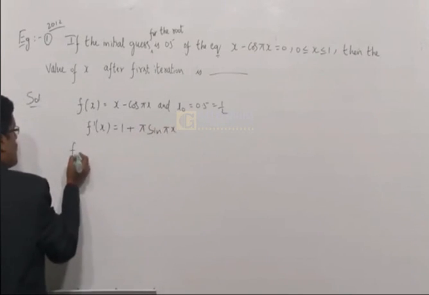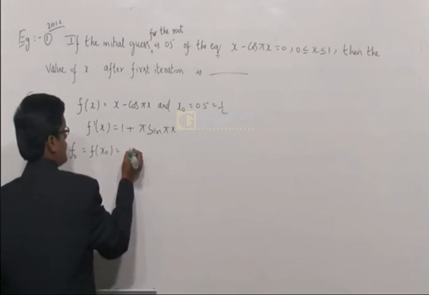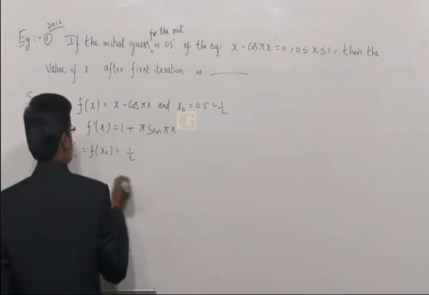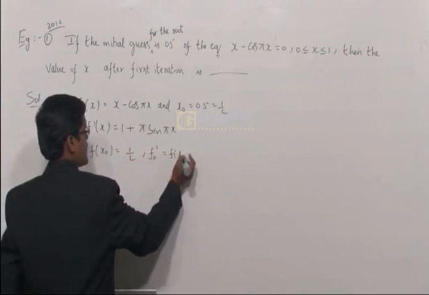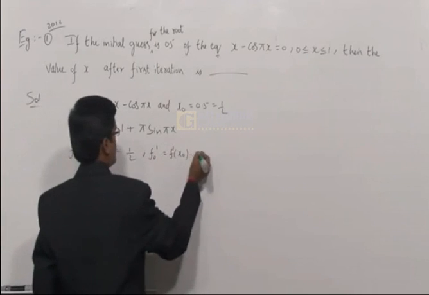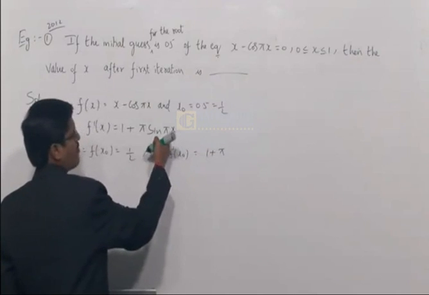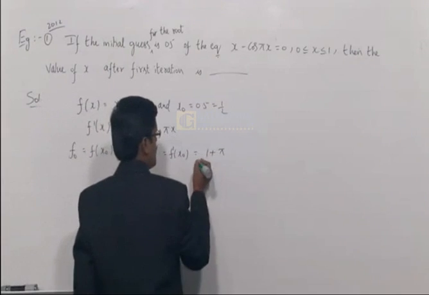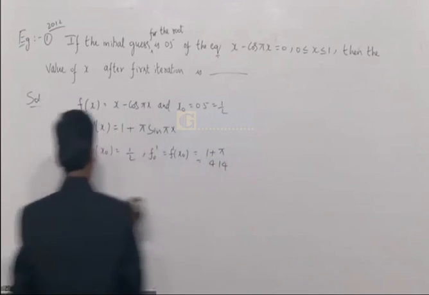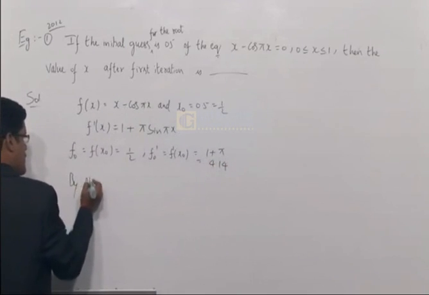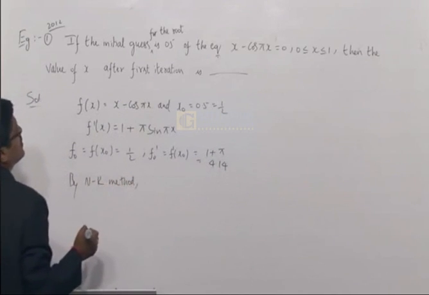Now f naught stands for f of x naught. So substitute here 1 by 2: x minus cos of pi by 2, which is cos 90, giving 0. F naught dash means f dash of x naught. Substitute x naught here: 1 plus pi sine of pi by 2, sine 90 is 1. So 1 plus pi, with pi as 3.14 up to 2 decimal places, simplifies to 4.14.